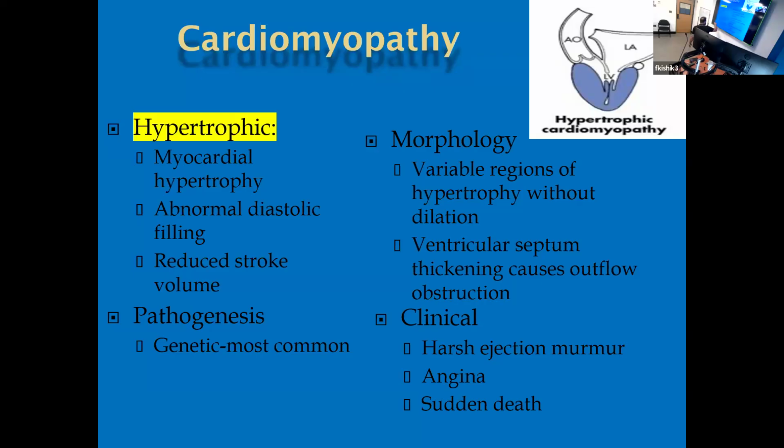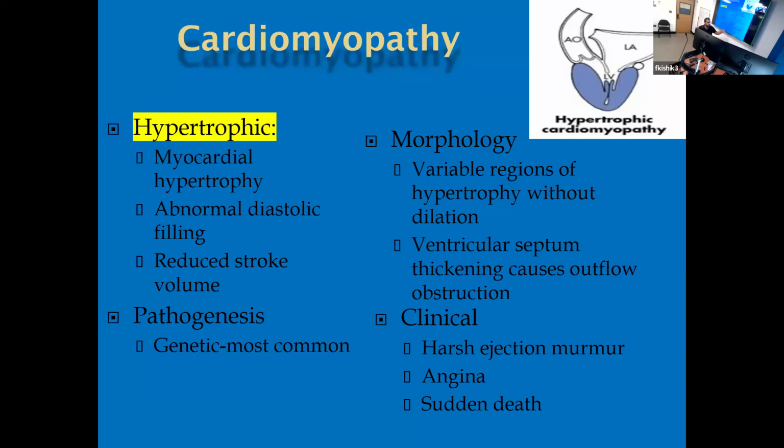This is your Schwarzenegger heart. Genetic is most common though. Uncontrolled hypertension can cause it. It can also be from IHSS, or from LV outflow tract obstruction. Variable reasons of hypertrophy without dilation, ventricular septum thickening, basically the weights are too light, and also you got too muscular.